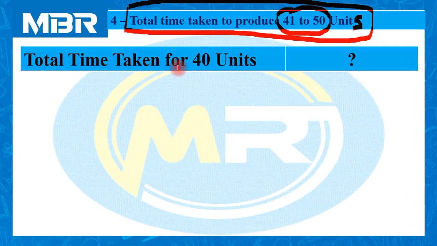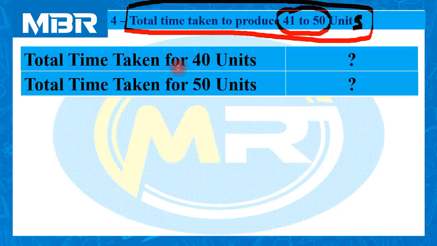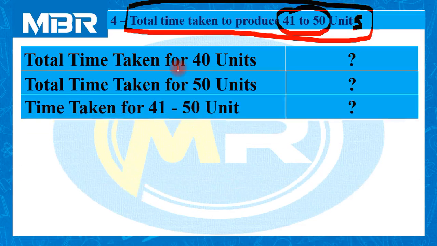Total time taken for 40 units, that we don't know. Total time taken for 50 units, that we don't know. Total time taken for 50 units minus total time taken for 40 units results in the time taken for 41 to 50 units. But we don't know the total time taken by the company to manufacture 40 units and 50 units. In this situation, the time taken to produce 41 to 50 units is not available to us.